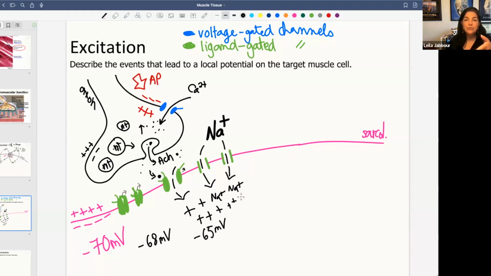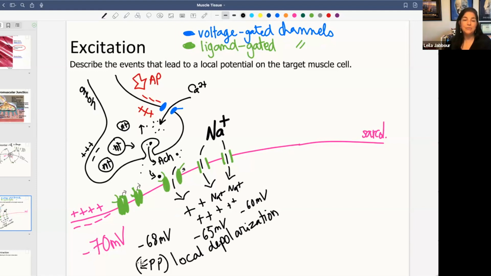The more channels open, the more we have depolarization. This is called a local depolarization. We also call it an end plate potential because this is the potential that is created at the end plate, this region here. This is the end plate.